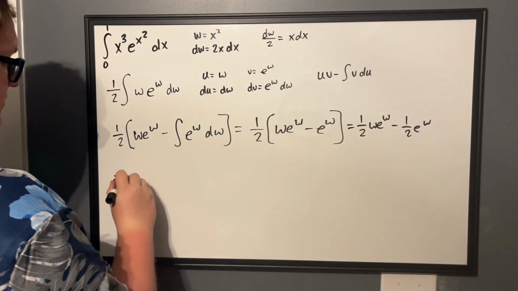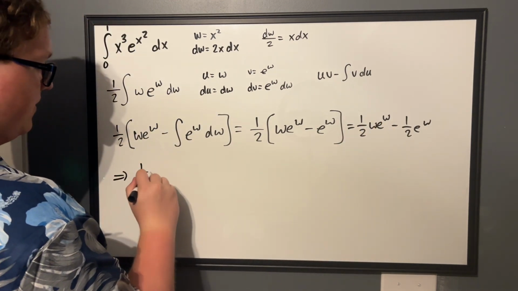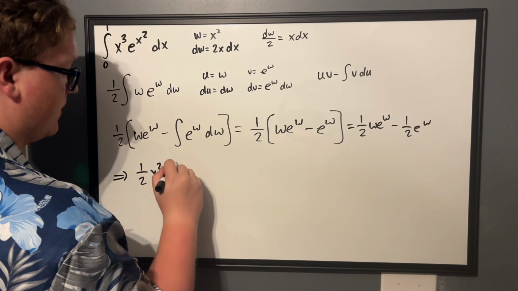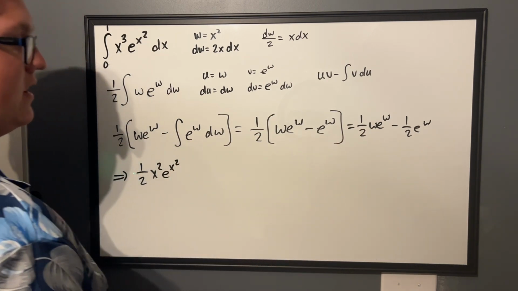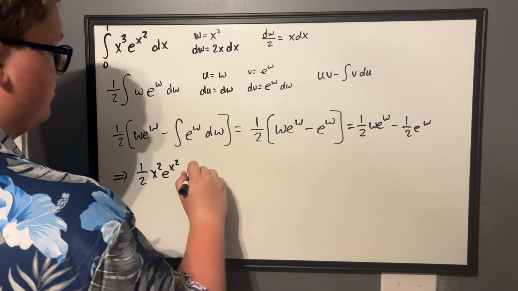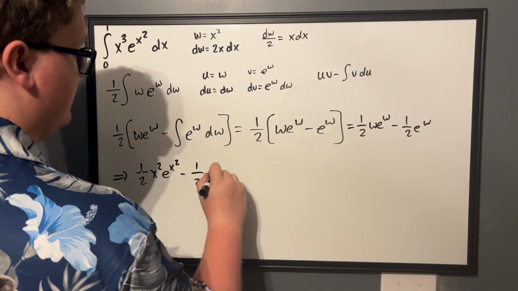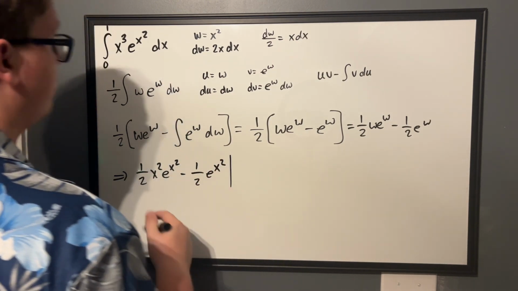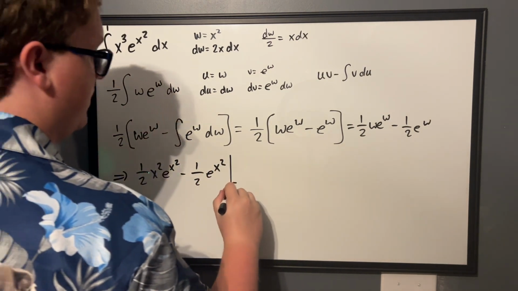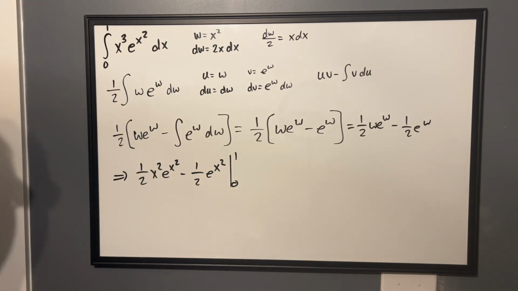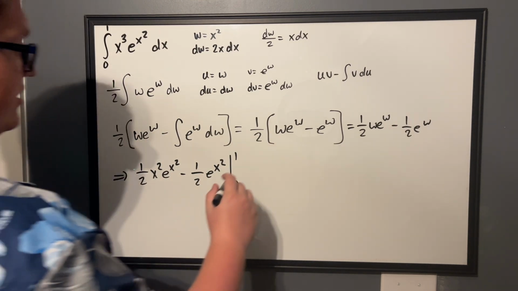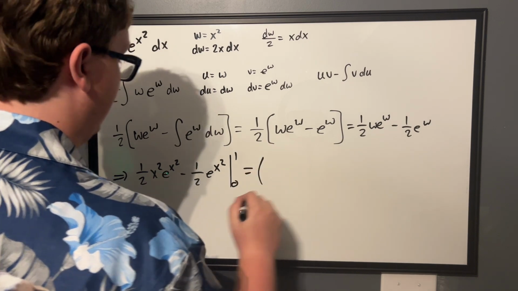So what we have is 1/2 x squared e to the x squared from this w e to the w minus 1/2 e to the x squared. And now we'll reintroduce the bounds because the bounds were from 0 to 1 in the x world. So that's what we have. So now all we need to do from here is just go ahead and plug in. So we're going to plug in 1.